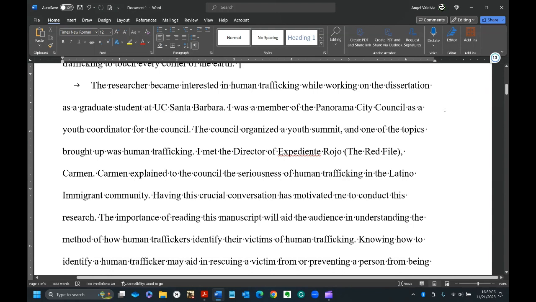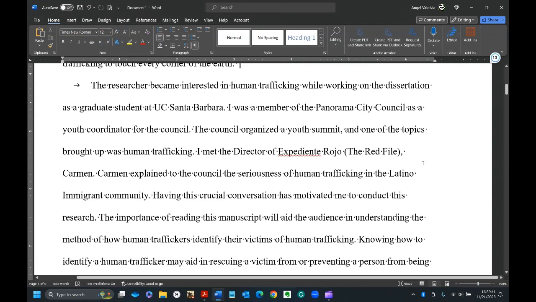So then I wrote, the researcher became interested in human trafficking while working on the dissertation as a graduate student at UC Santa Barbara. I was a member of the Panorama City Council as a youth coordinator for the council. The council organized a youth summit, and one of the topics brought up was human trafficking. I met the director of Expediente Rojo, or the Red File, Carmen. Carmen explained to the council the seriousness of human trafficking in the Latino immigrant community. Having this crucial conversation has motivated me to conduct this research.